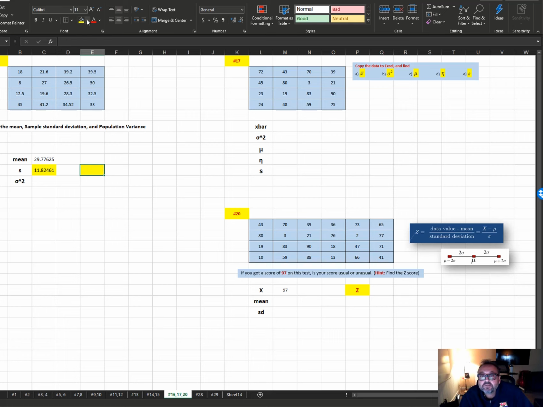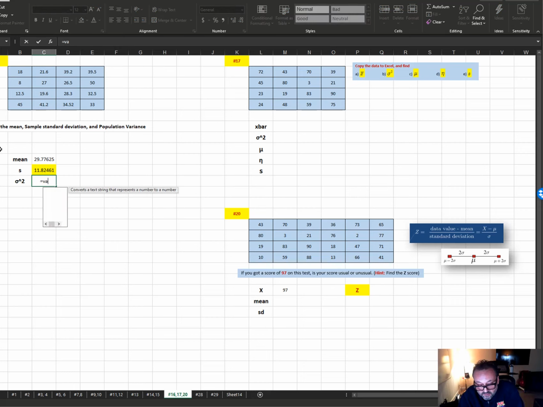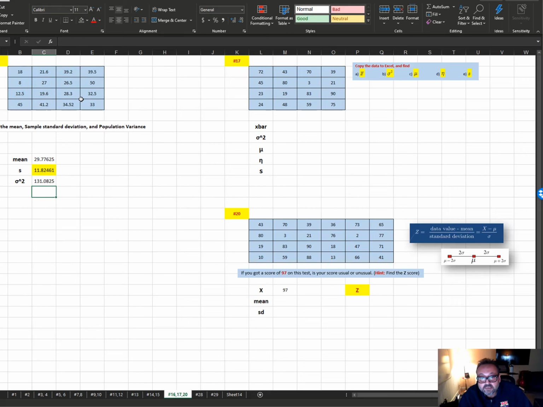Let me just erase it. Alright, and then they want us to calculate the population variance, which is var for the variance command, .p for population. And that's it. That's the population variance.